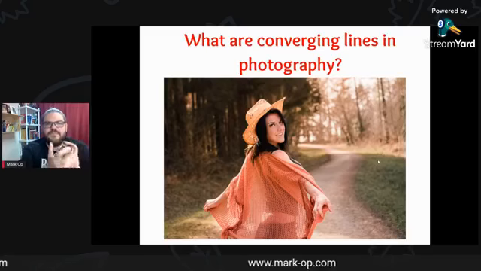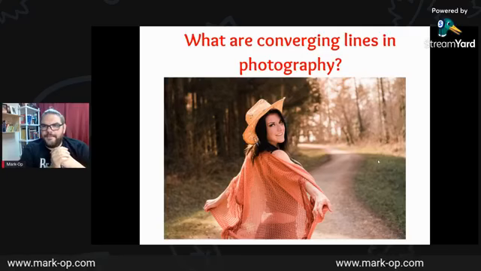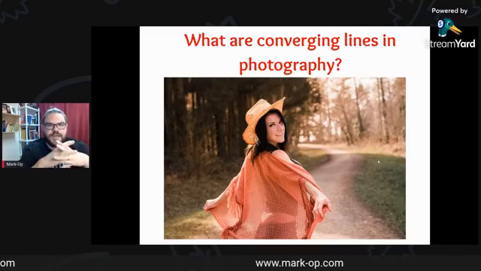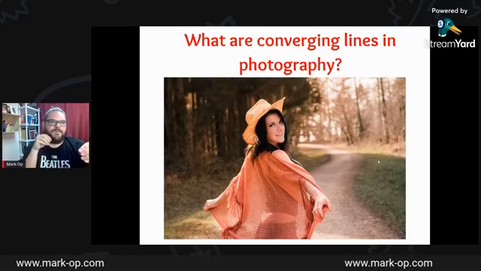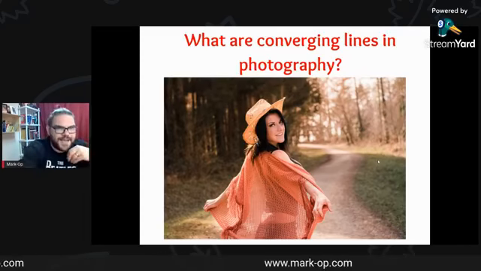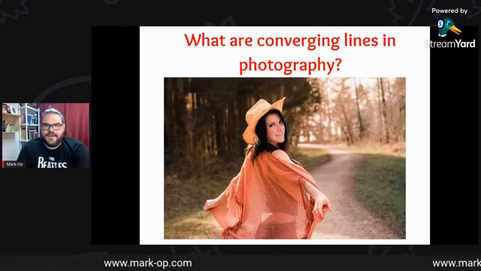Basically, you have to have more than two diagonal lines to have a converging photo. They have to move closer together, and they most likely are from the foreground, from the beginning of the picture going towards the back of the picture. So that's something that you have to look at.